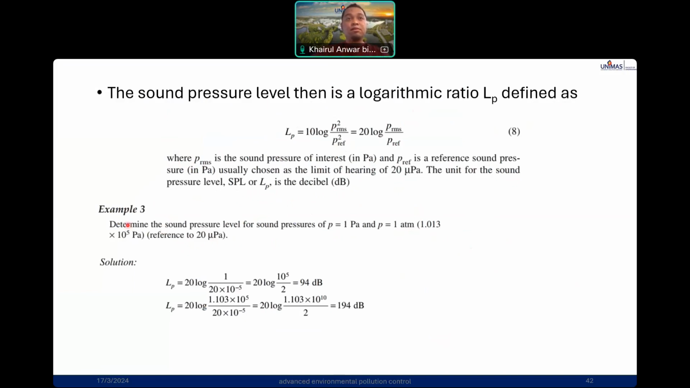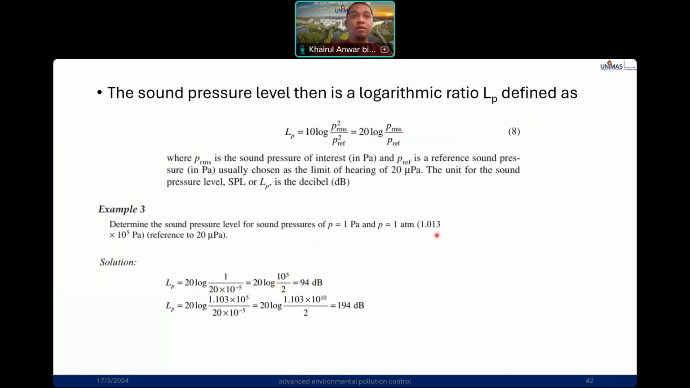So example 3: determine the sound pressure level for a sound pressure at P equal to 1 Pascal. In this case, because P here is in Pascal, we do not need to do unit conversion. Instead of 20 times 10 to the power of negative 6, change to 10 to the power of 5, divide by 2, and you get 94 decibel.